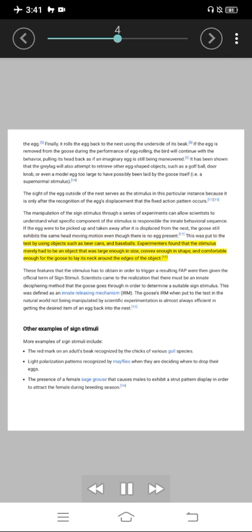Experimenters found that the stimulus merely had to be an object that was large enough in size, convex enough in shape, and comfortable enough for the goose to lay its neck around the edges of the object. These features that the stimulus has to obtain in order to trigger a resulting FAP were then given the official term of sign stimuli.